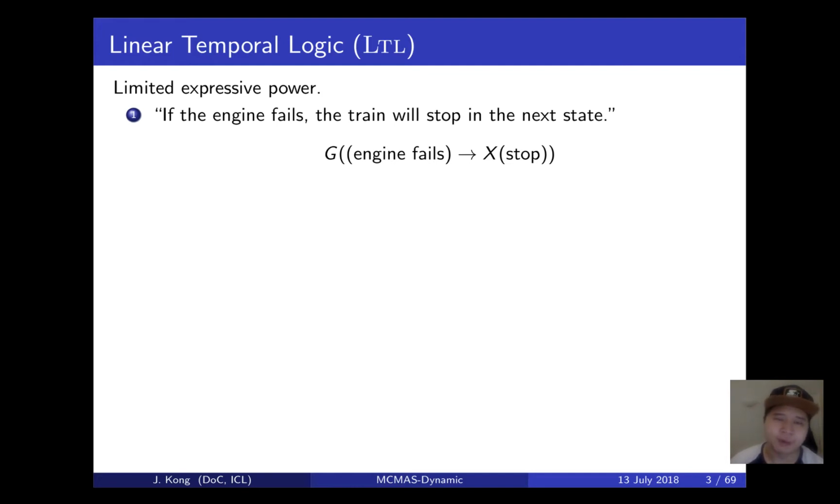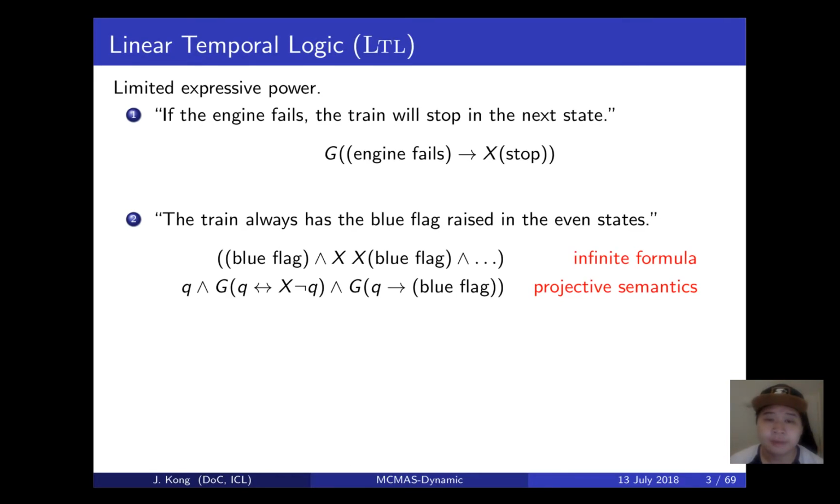However, once we try and verify more complicated properties, we struggle a bit with LTL. For example: the train always has the blue flag raised in the even states. The modalities LTL gives us allow us to say that something is true from here on out, as well as that something is true in the next state. In particular, there's no real concept of parity, and we can try and emulate the concept of parity by using the next operator, but this leads to a formula of infinite size since there are infinitely many even numbers.